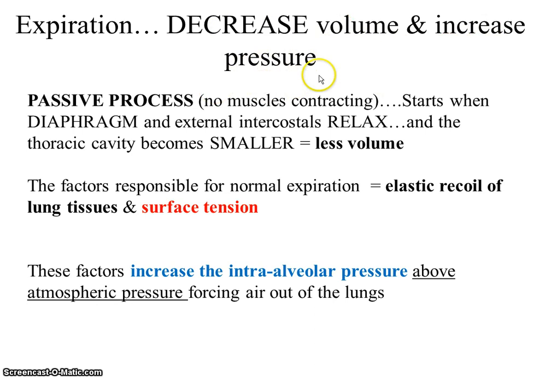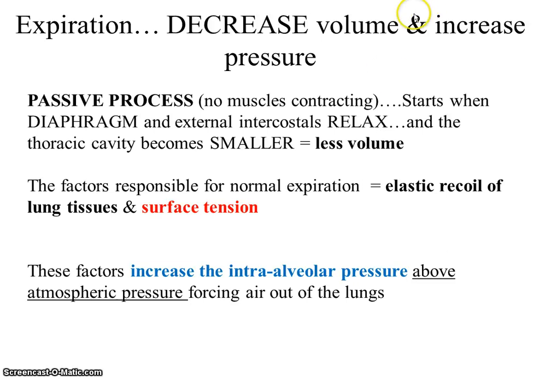So again, start by making everything smaller. It is a passive process. When you normally exhale, you do not have to put any energy into it. No muscles are contracting. In fact, everybody's relaxing. So your expiration starts when your diaphragm and external intercostals just relax. They stop, right? And again, here, nerves are going to tell them, stop your contraction cycle, and so they move back into their original positions.